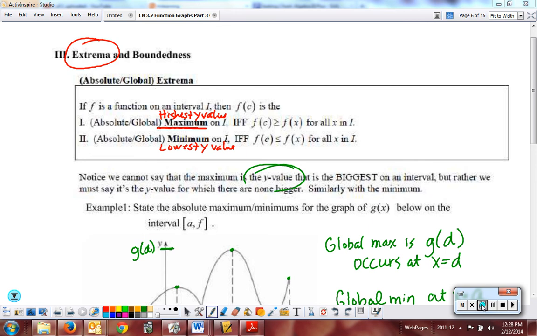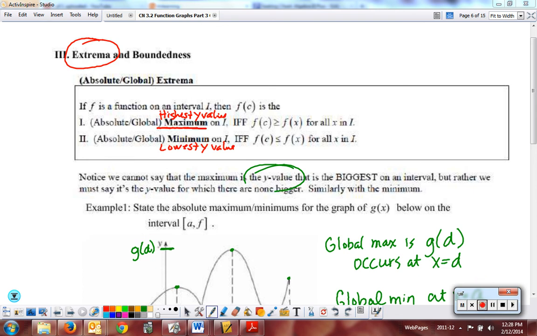What is the actual max value? The y value. The location is the x value. Okay, so we want to make sure we pay attention to that kind of distinction. We have our absolute and global maxes and mins. The y value for which there are none higher, the y value for which there are none lower. Which means there can be more than one location at which you have the max, but you can only have one actual max value that you're going to be looking at.